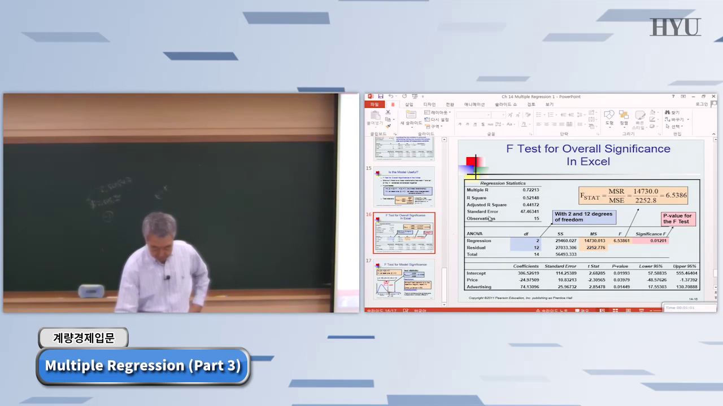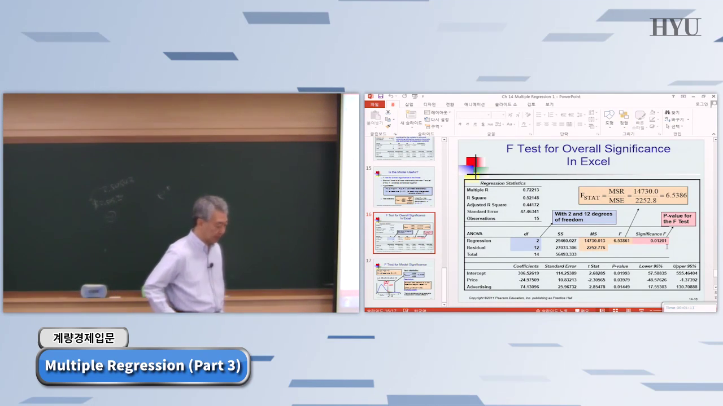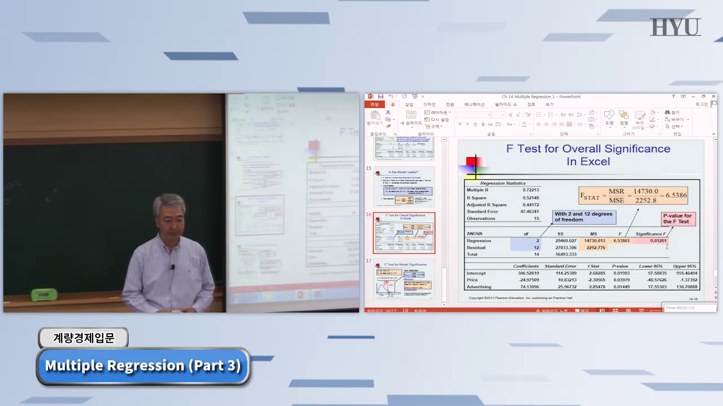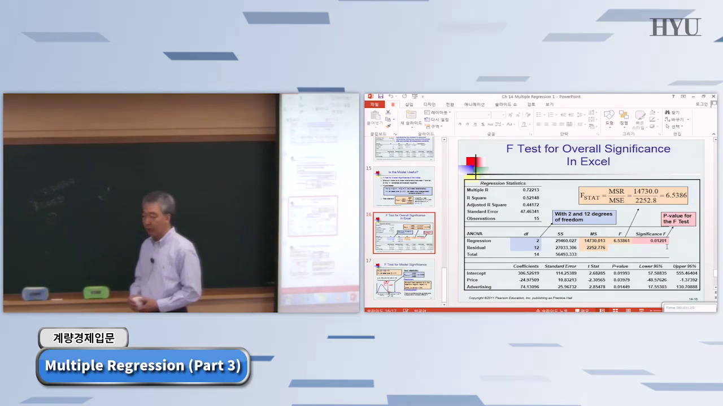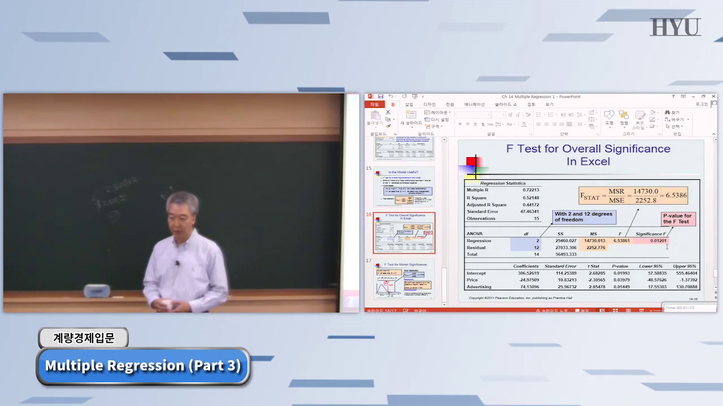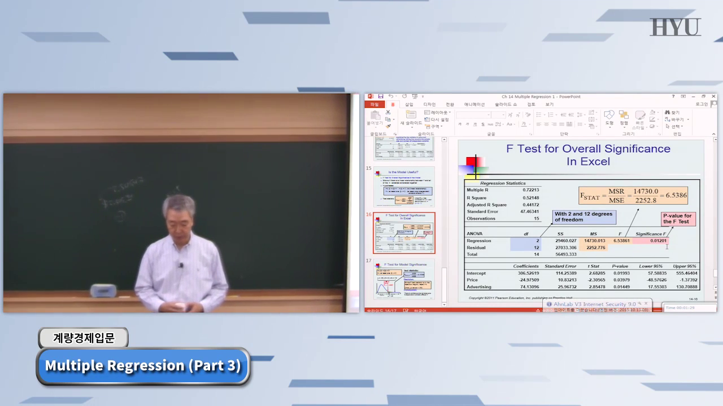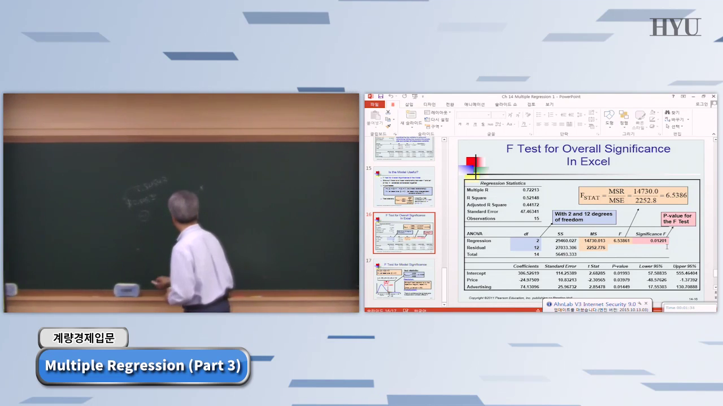Based on this F statistic and the p-value, what can you say? Is the model useful? Well, if you want to use a critical value approach, you won't be able to say that immediately, because you have to go to the F table and find the critical value and compare this F statistic to the critical value, right?